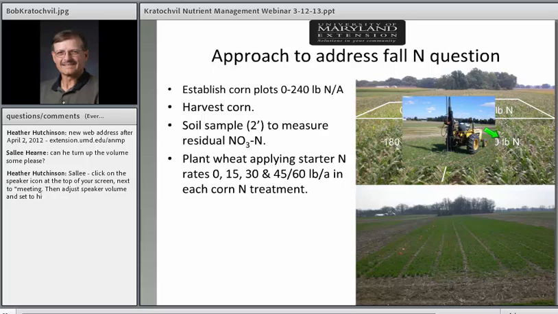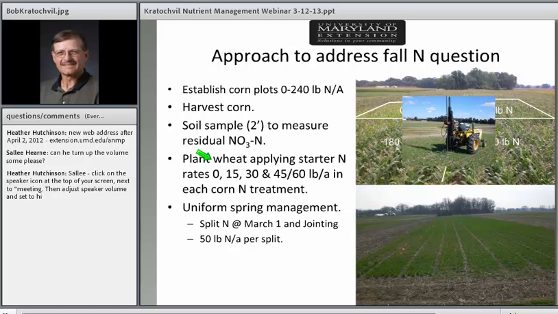We then planted wheat into each of those corn fertilizer treatments, and we put out rates of nitrogen of 0, 15, 30, and depending upon the location, the high rate was either 45 or 60 pounds to the acre in the fall, prior to the planting of the wheat. The nitrogen management in the spring was uniform. We put our first split out, and that split was 50 pounds on March 1, or as soon as we possibly could following that date, and the second split went out when jointing started.